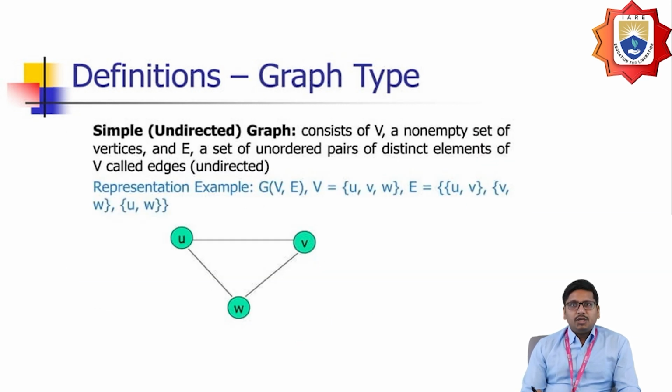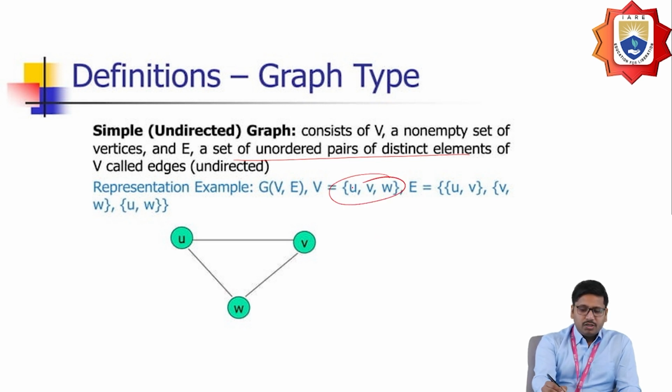And the simple graph. A simple graph G = (V, E) consists of a non-empty set of vertices V and an edge set E, where E is a set of unordered pairs of distinct elements of V. V is the set of vertices and E is the set of edges. The vertices are represented as u, v, w, and the edges as uv, vw, and uw.